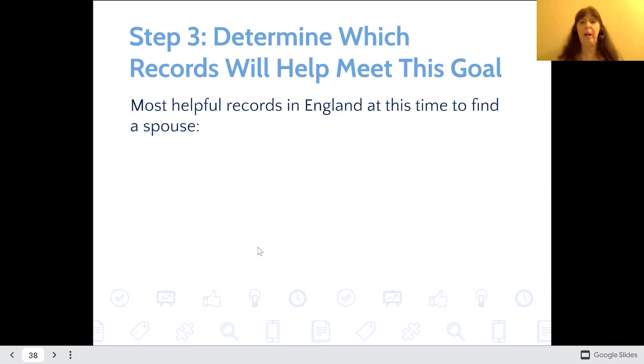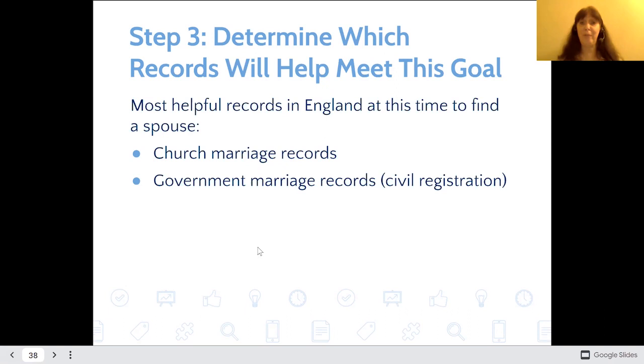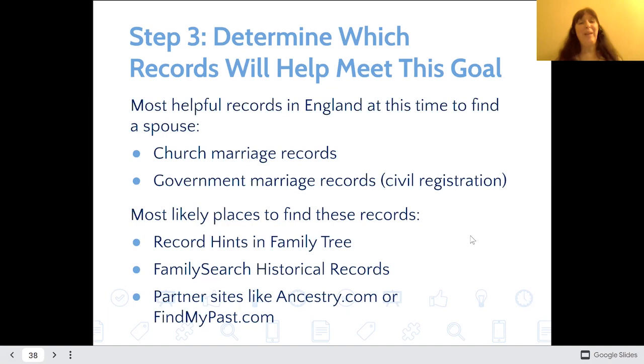Church marriage records would be very helpful if we can find her marriage record. A government marriage record could also be helpful, civil registration. And then, oh, I didn't have three. I just had two. Sorry, I must be mixing it up with the other slide where I talked about three. Okay, so those are the best records for finding marriages at this time in England for a person who was born in 1893. So where would I probably find those records?